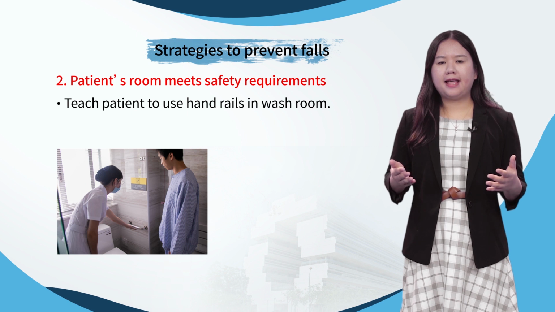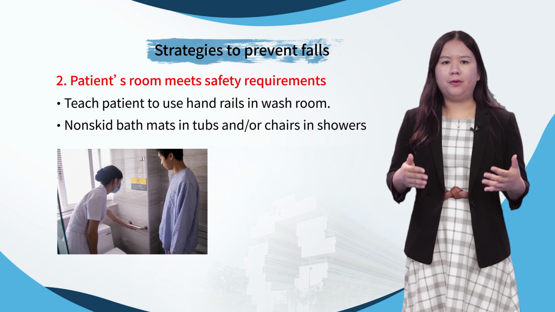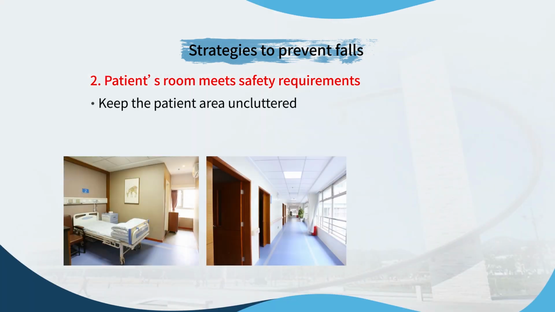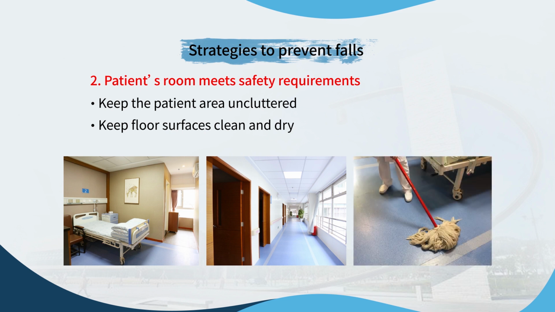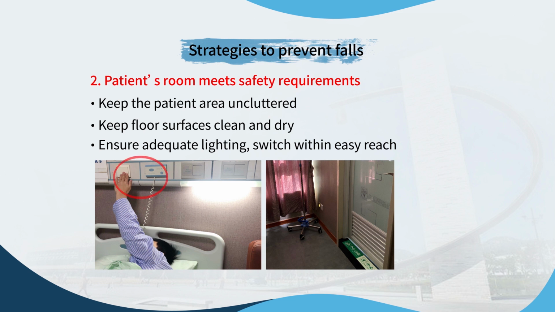Teach the patient to use handrails in the washroom. Make sure non-skid bath mats are available in tubs and chairs in showers. Keep the patient area uncluttered. Floor surfaces should be clean and dry. Clean up all spills properly. Ensure adequate lighting, especially at night. If possible, make sure the switch is within the patient's easy reach. Moreover, we should closely supervise the patients at high risk for falls.